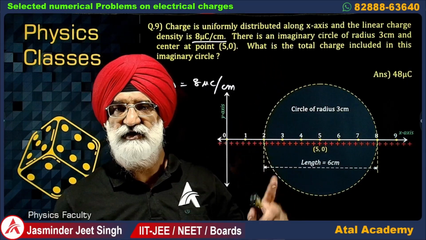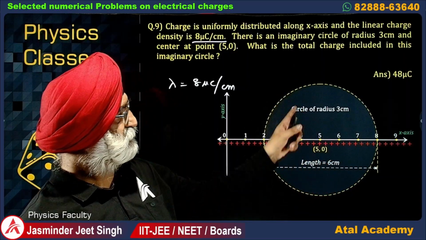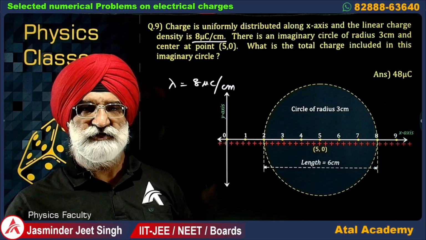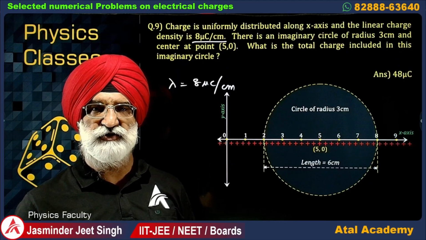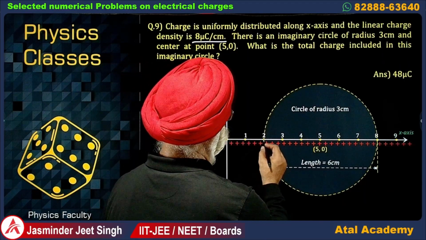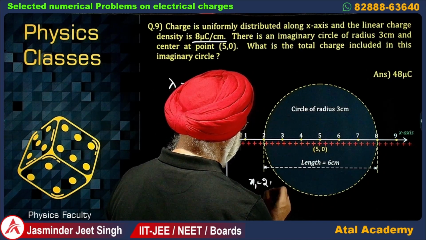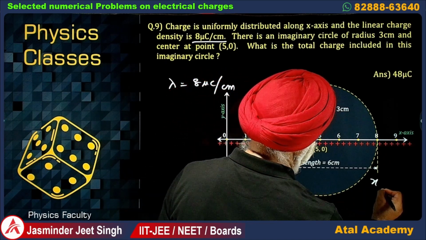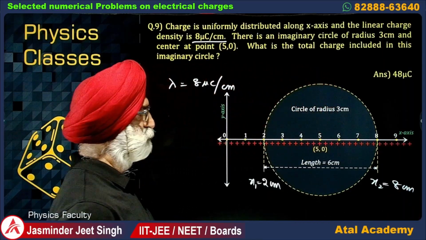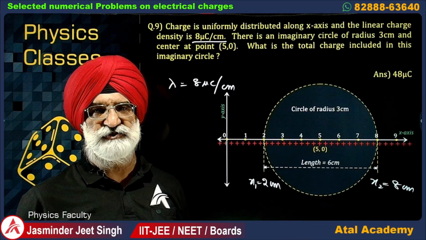And there is an imaginary circle with center at the point 5, 0. This circle has a radius of 3 centimeters. It means that the length of the x-axis which is included in this circle is starting from x equal to 2 to x equal to 8, that is, x1 equal to 2 centimeters to x2 equal to 8 centimeters. So we have to find out what will be the charge included in this circle.